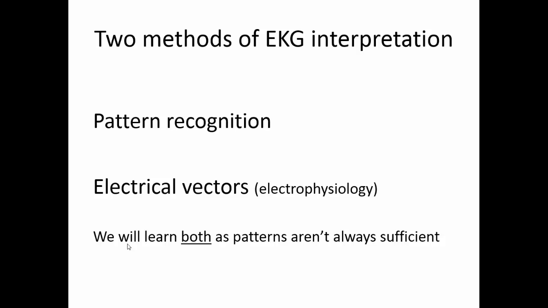There's a couple different ways that we interpret EKGs. One is by pattern recognition, and the other is by electrical vectors. We're going to talk about both because sometimes pattern recognition by itself is not sufficient.